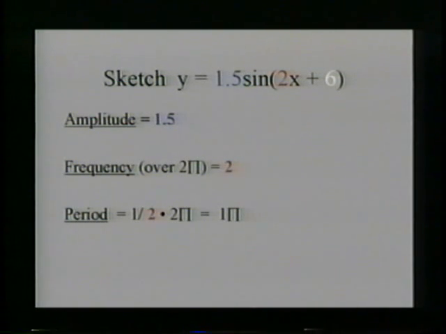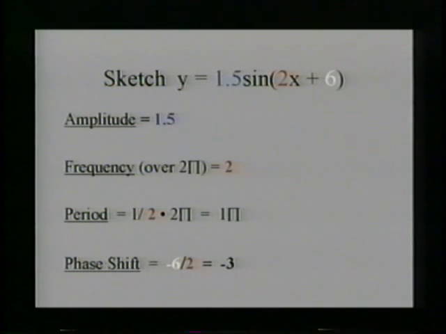It's always nice to calculate a period, how wide the spaghetti s is going to be. That would be 1 over b times 2 pi, or 1 over 2 times 2 pi, which in this case, with a little calculation, comes out to 1 pi. And what was the other one? The phase shift, which is always minus c over b, which in this case, minus 6 over 2 is minus 3. So we're going to be moving to the left in this case.